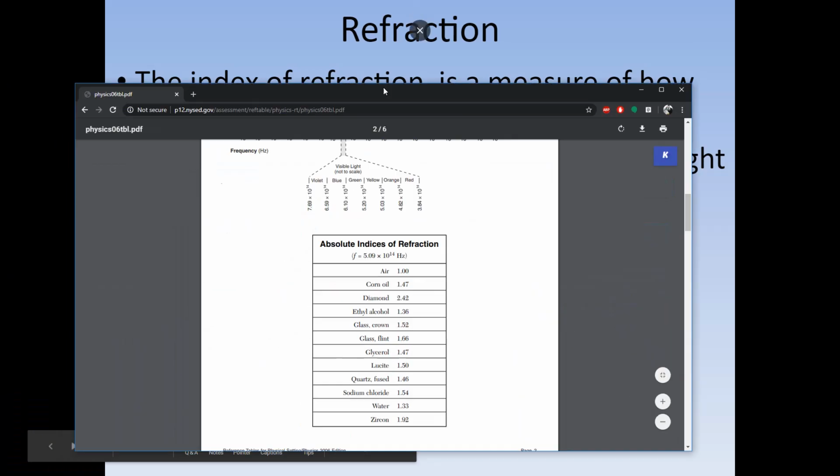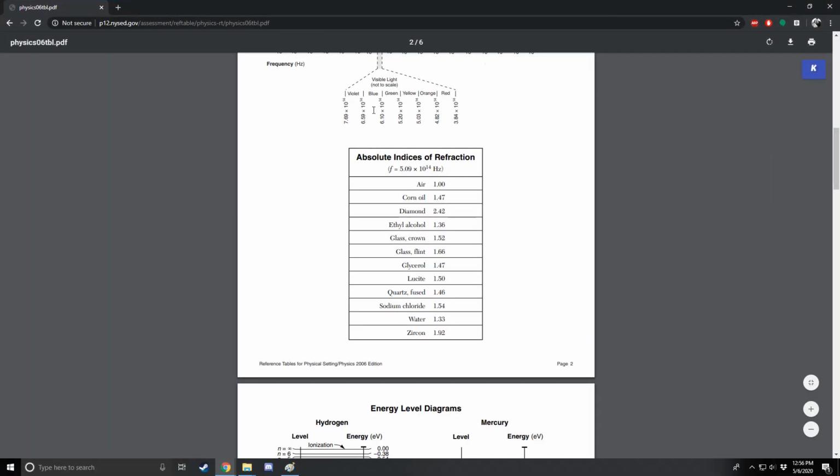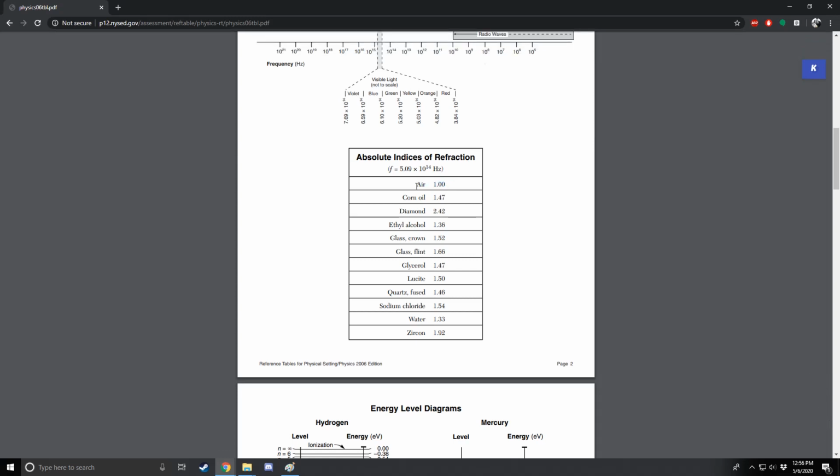On the reference table, you do have indexes of refractions. It's on page 2. You have air, which is given an index of refraction of 1. That's a rounded number. So light is, for the most part, traveling the same speed in air as it does in a vacuum. But then we have something like diamond, which has an index of refraction of 2.42, so that light's going to travel significantly slower in diamond.